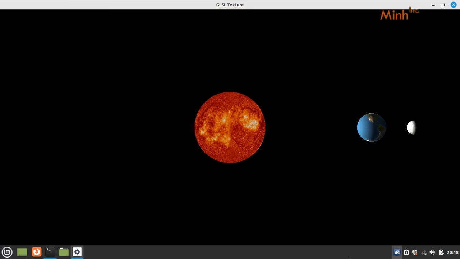Okay, through OpenGL we'll see the day and night scenario, how day and night happens. We can see the sun, and the earth is receiving light from the sun. The other side of the earth is a little darker, and we can see the moon. So this is the scenario, and the earth rotates around the sun.